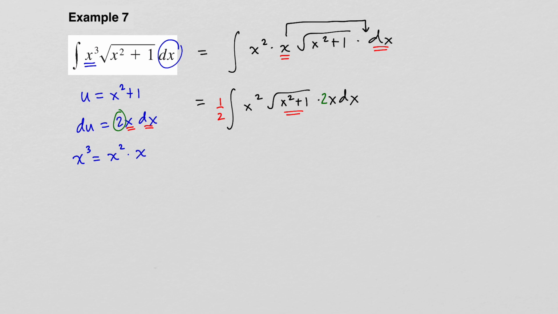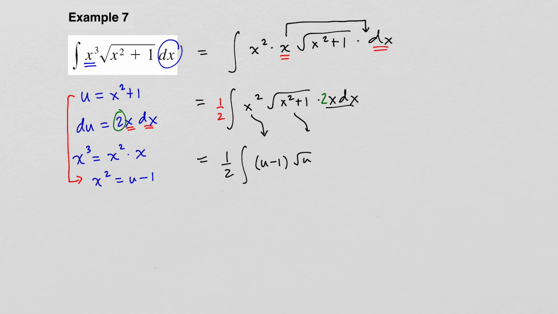Now, there is one more thing. So we have our u here, we have our du here. But what is x squared? Well, again, for that, you have to go back to your original substitution. If u equals x squared plus 1, x squared would be equal to u minus 1. And we can plug that in for the x squared. So this integral becomes 1/2. X squared is going to be u minus 1. The square root of x squared plus 1 is just the square root of u. And then 2x dx is du.